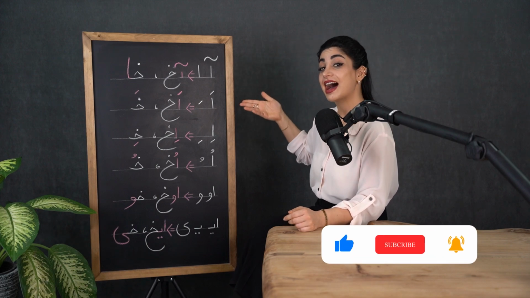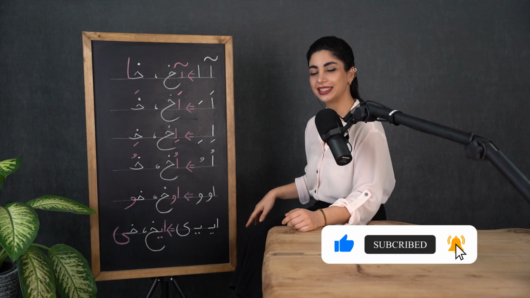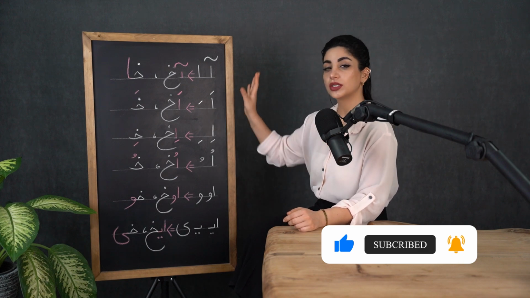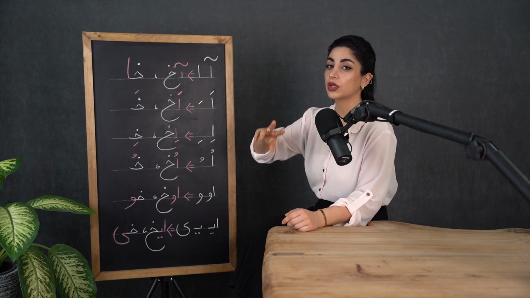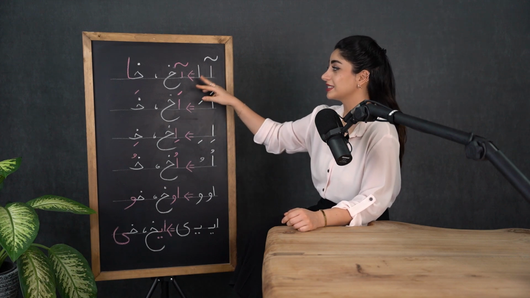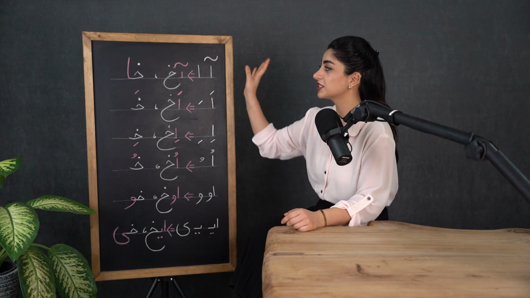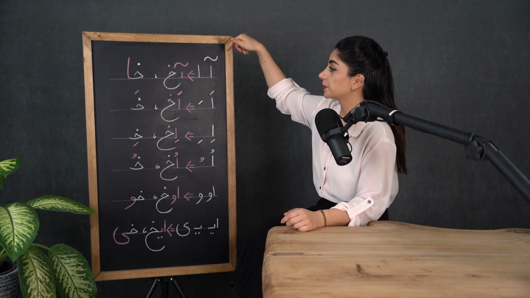A, e, o, u, e. So when they want to start with khe, we know that khe has two forms, capital and lowercase, and depending on this, the positions and the shapes will be different. So first see what happens here.